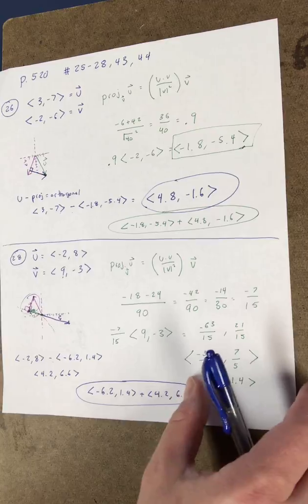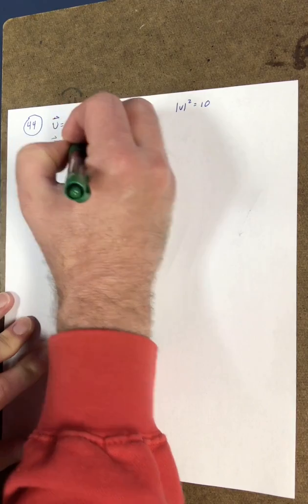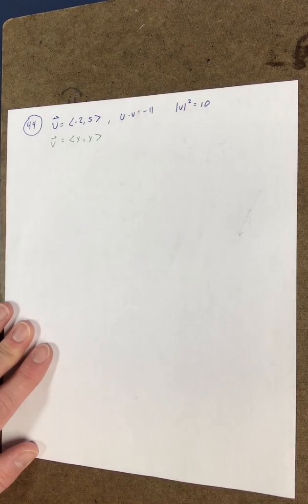Okay, moving on to problem 44. So this is one where you're going to use some different skills. We haven't done one exactly like this, but if you just apply what you know, you can get the answer. So this is the given information, and they want to know what vector v is. So I'm going to make up a vector v. I'm going to call it x comma y to represent its components.